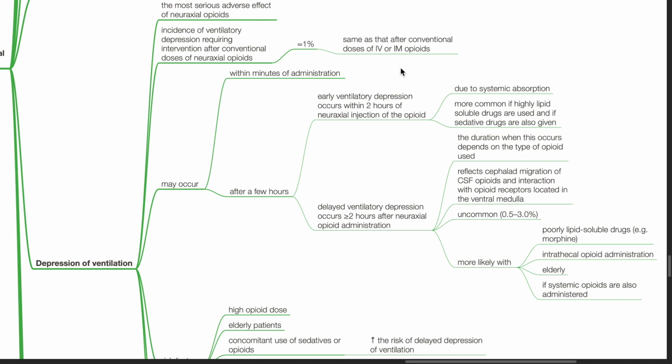Early ventilatory depression occurs within 2 hours of neuraxial injection of the opioid. This is due to systemic absorption. It is more common if highly lipid-soluble opioids are used and if sedative drugs are also given.